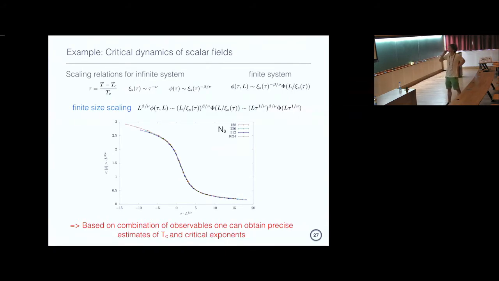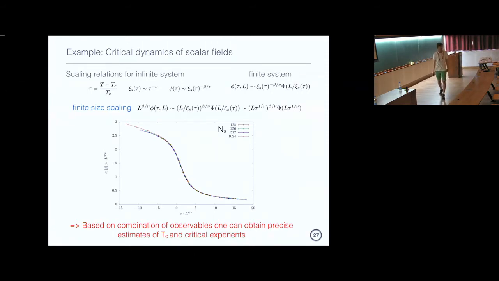So how does one do this? Let's first look at the scaling relations for an infinite system. If we introduce this reduced temperature here, then we would find that the correlation length in the infinite system would diverge as a function of the reduced temperature. Likewise, the order parameter would go to zero as a function of the reduced temperature. I can also express this in terms of the correlation length, if I divide out this exponent here.